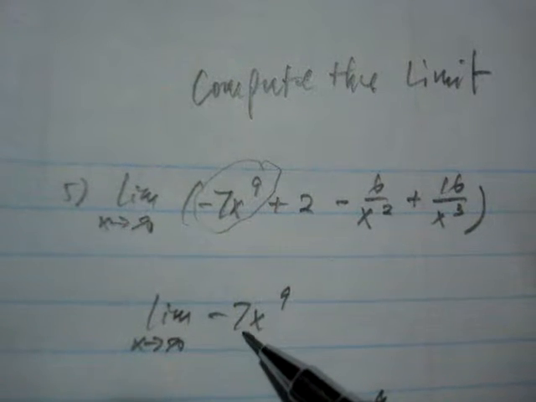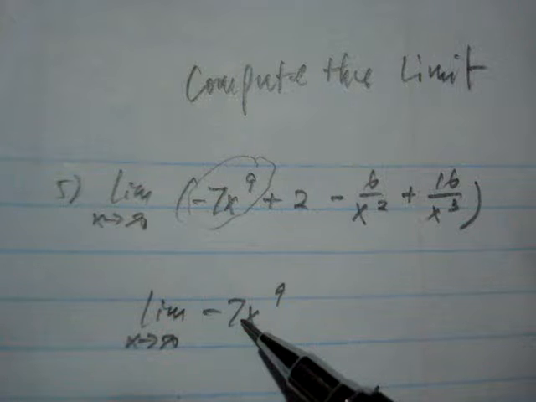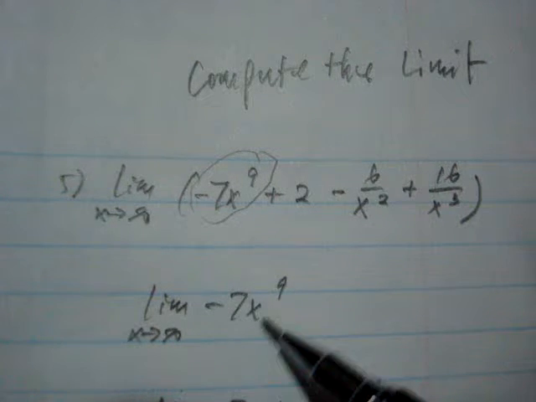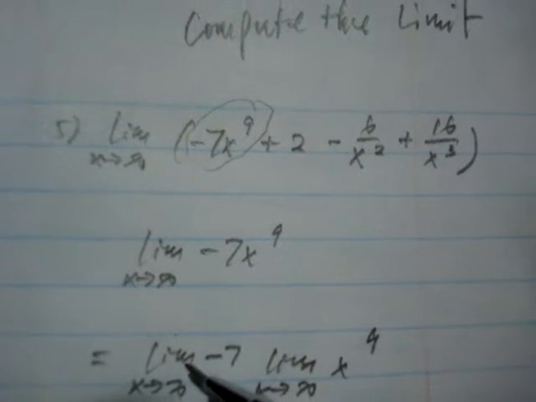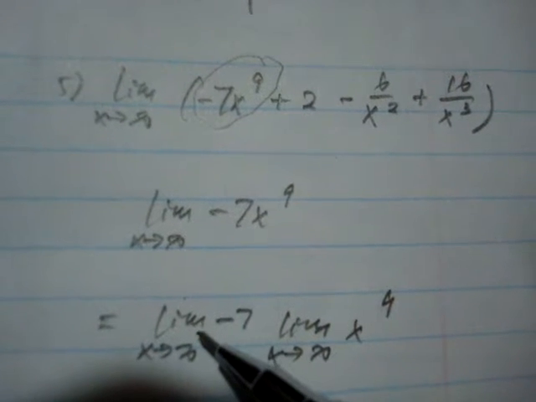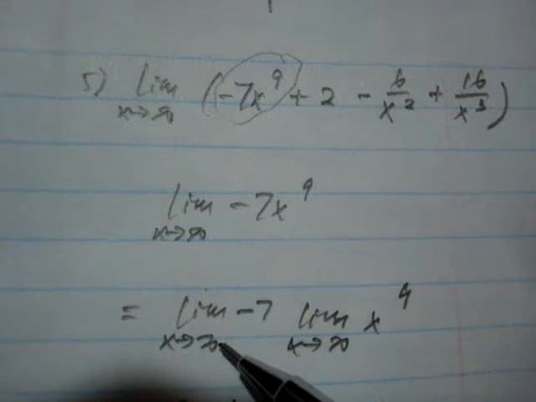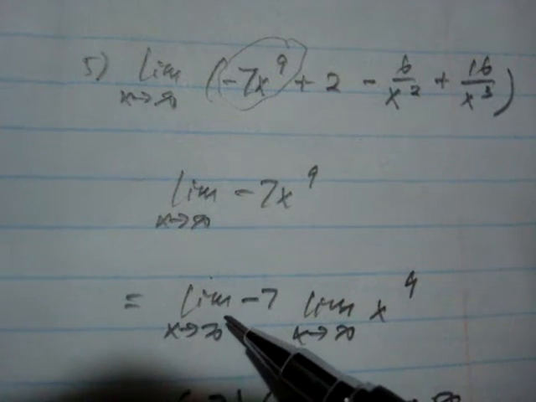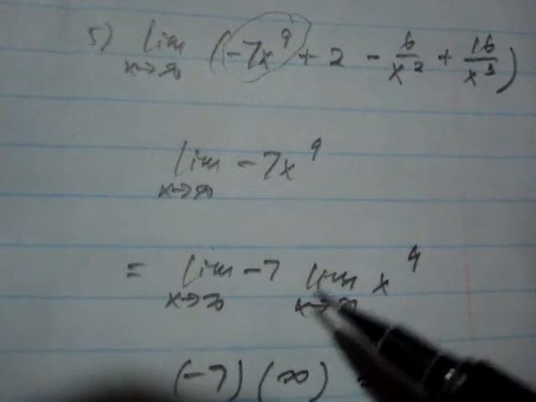Notice that in the middle right here there's no addition or no subtraction. So it's an indication that this limit is a multiplication limit. So you break this limit out into a multiplication. So you take the limit of negative 7 as x approaches infinity times the limit of x to the ninth as x approaches positive infinity. If you take the limit as x approaches infinity for a constant number, the answer will be constant. So it will be negative 7.